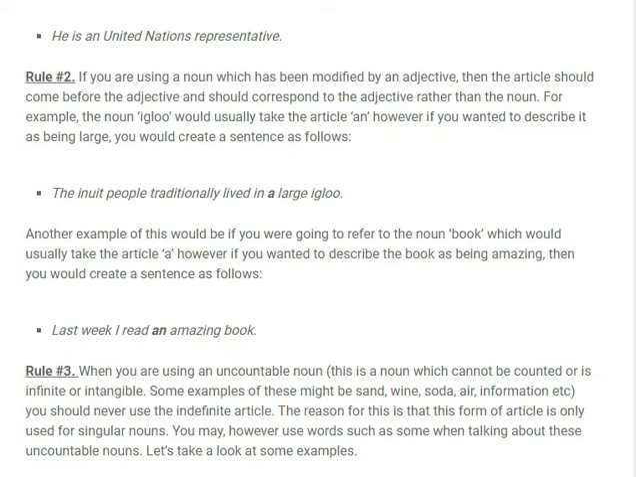So another example of this would be if you were going to refer to the noun book, which would usually take the article a. However, if you want to describe the book as being amazing, then you would create a sentence as follows. Last week, I read an amazing book.